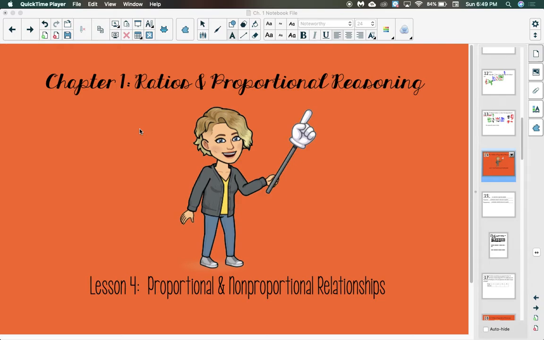This is Chapter 1, Lesson 4. We did skip Lesson 3. We will come back and do that lesson at a later time in the school year. And this lesson is called Proportional and Non-Proportional Relationships. You should be familiar with both of these words from previous years, but we're really going to hone in on what makes a relationship proportional and non-proportional in this lesson.